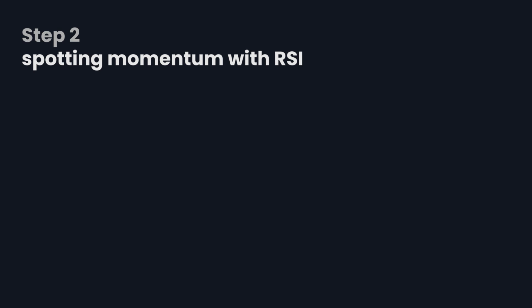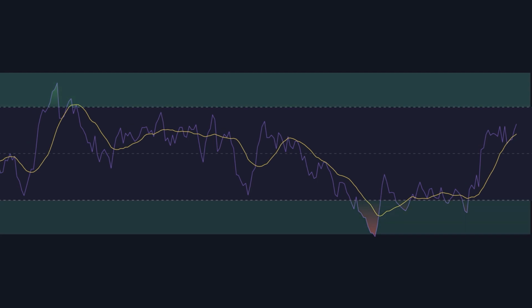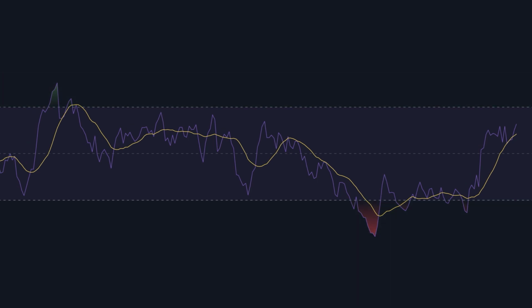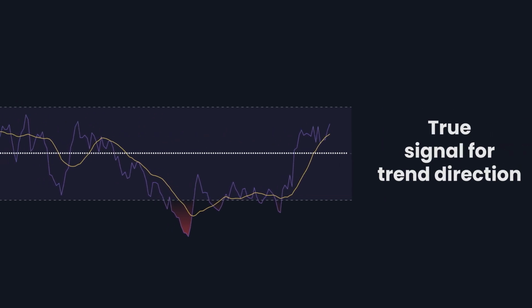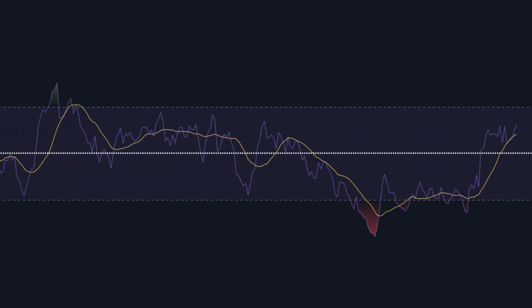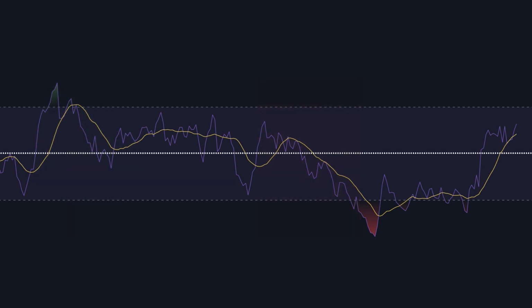Secondly, the RSI can be used for spotting momentum in uptrends and downtrends. Forget about overbought and oversold zones for a moment. Instead, focus on the 50 midline, which is the true signal for trend direction and momentum. In fact, using the midline this way aligns with the RSI's original intention to measure momentum shifts and indicate the trend. When the RSI stays above 50, it confirms an uptrend. Below 50, it confirms a downtrend.